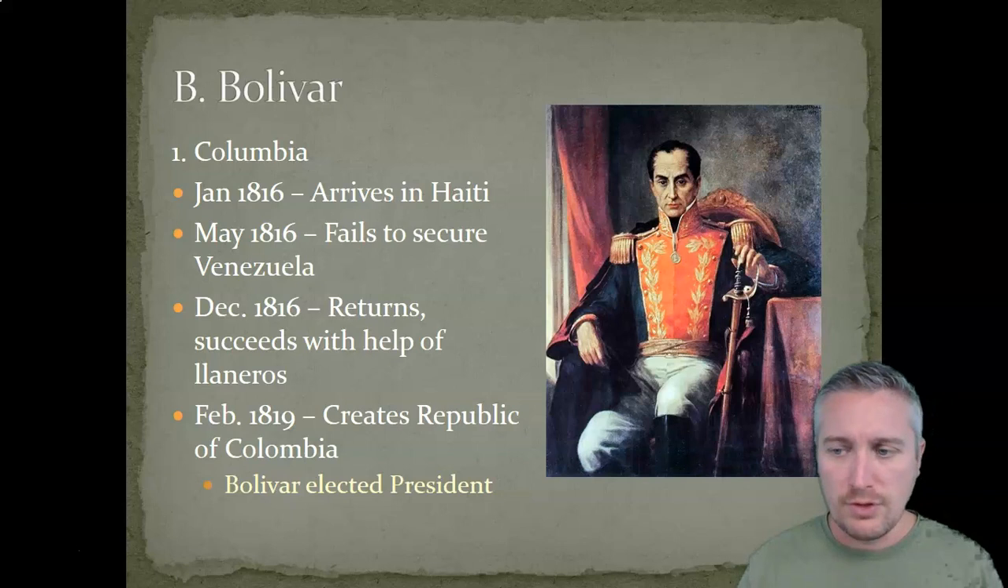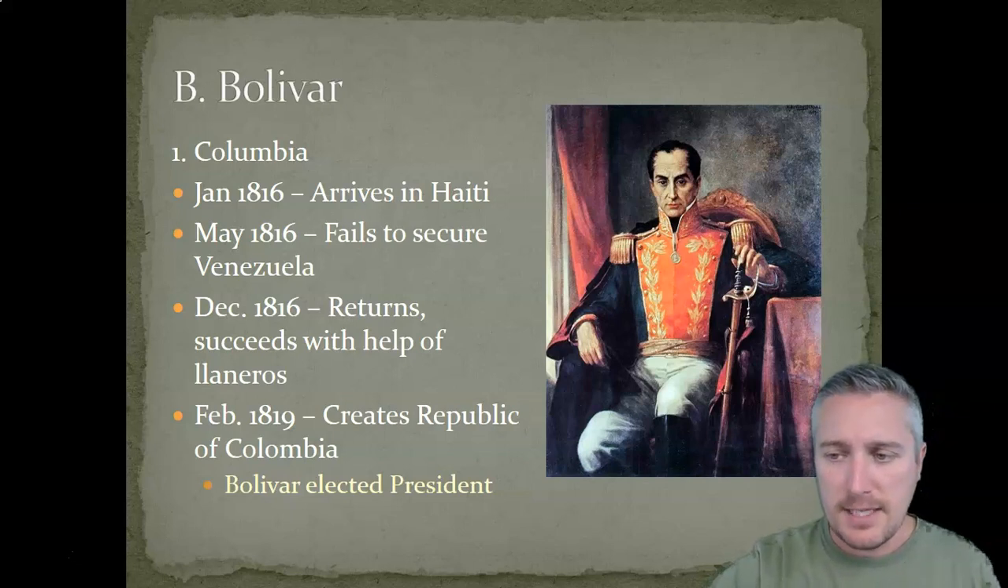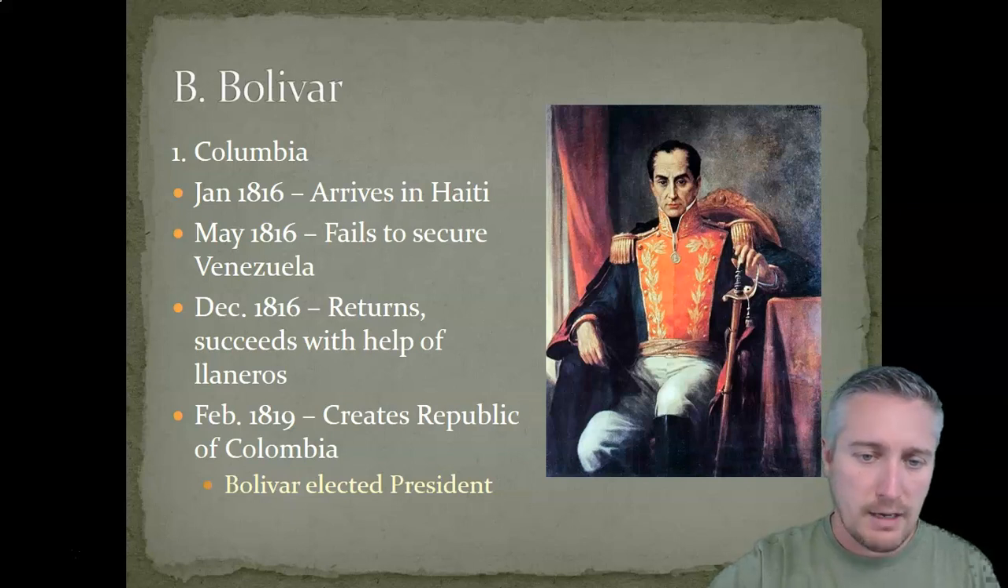Ferdinand has returned to the throne, and he has actually sent over a large fighting force, the largest that we've seen yet from Spain, about 10,000 men, about 60 ships that Ferdinand has sent over to kind of reestablish his absolute monarchy over the colonies, and Bolivar is just not prepared to fight that large of a force.